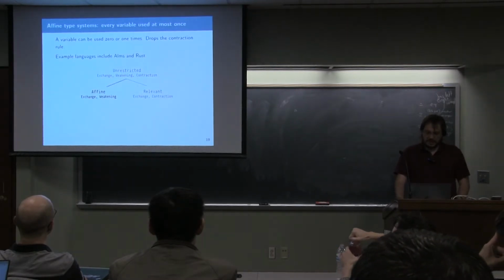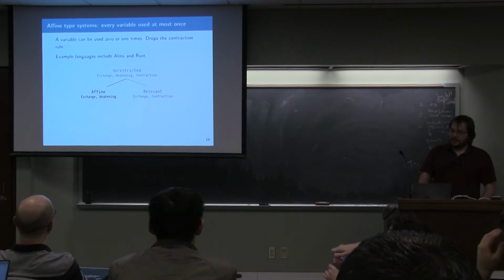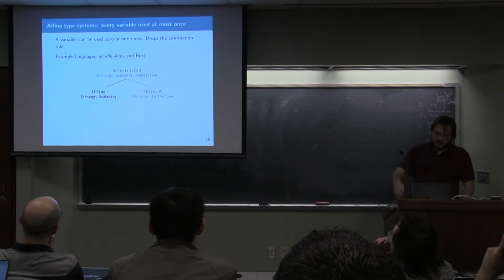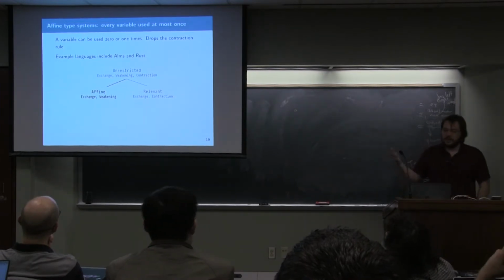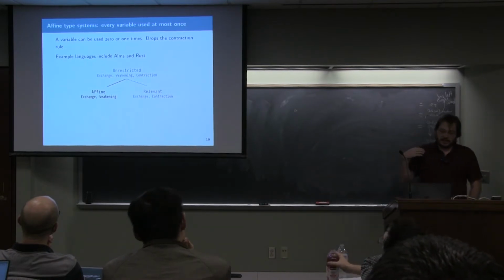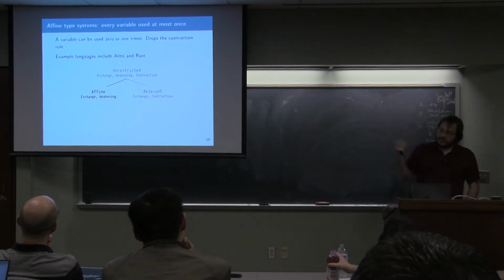Then there's the slightly more popular affine type system. Affine type systems are where you drop contraction. Contraction was where you could use something more than once. So in this case, since we only have exchange and weakening, it means that we have to use a variable zero or one time. This is the type system that you would find in ALMS, which is a programming language by Jesse Tov, and Rust has an affine type system.